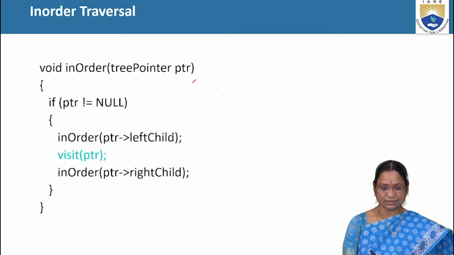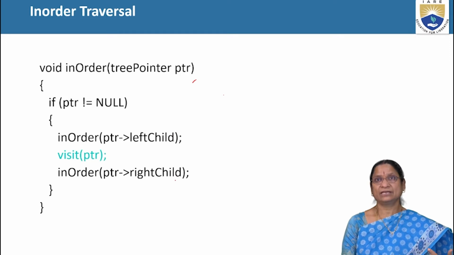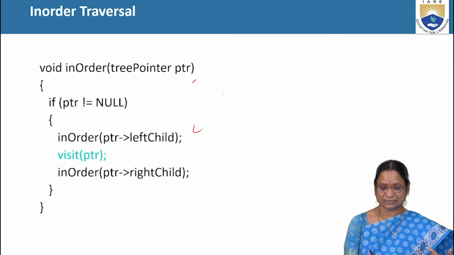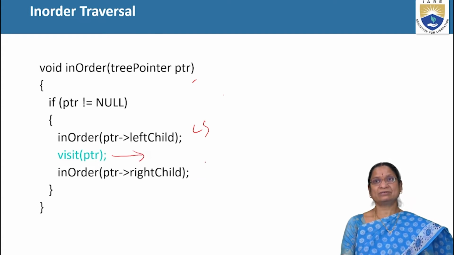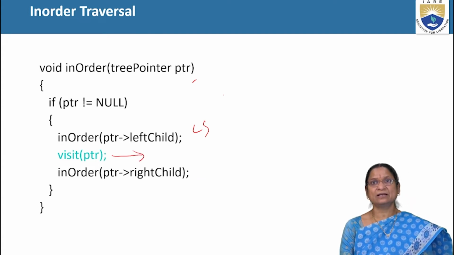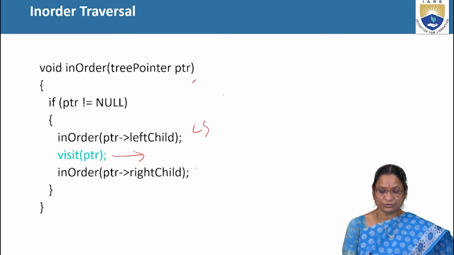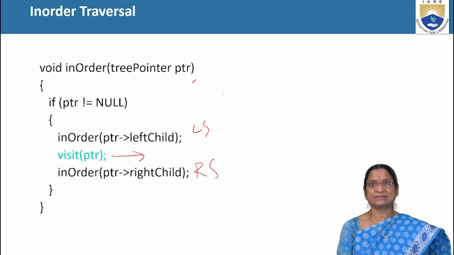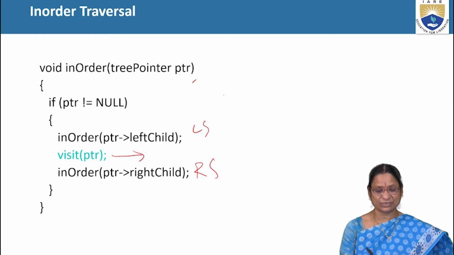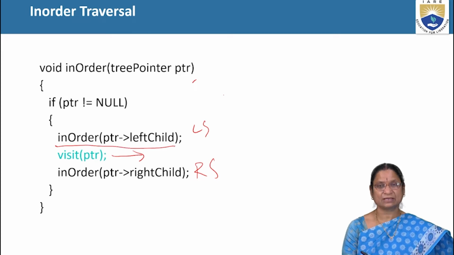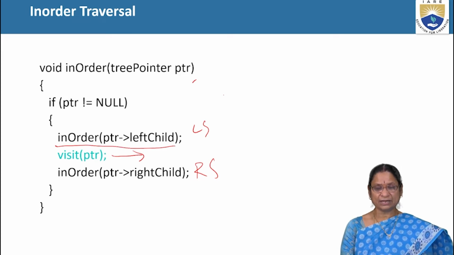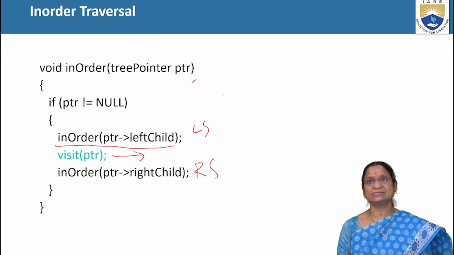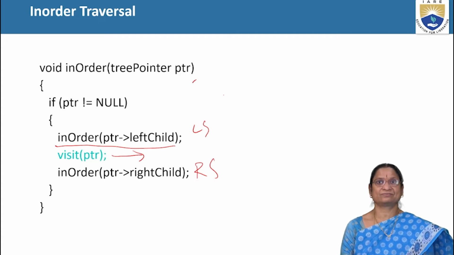So you observe here, INORDER is a recursive procedure. Now first we have to traverse the left subtree, then we have to process the node, then we have to process the right subtree. Traversal of the left subtree and traversal of the right subtree means again calling INORDER on them. So that's why we are using this recursive process. INORDER of PTR left child. PTR left child gives the current node's left child address.